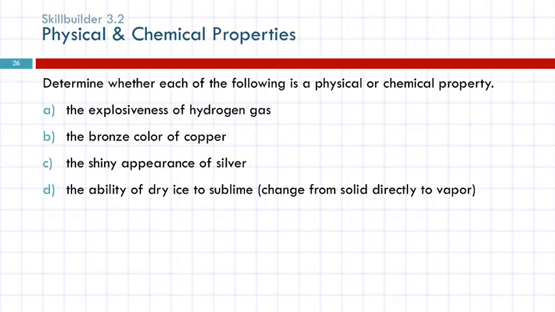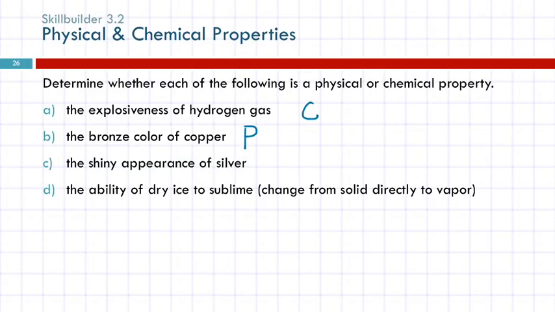So let's identify these properties as either physical or chemical. So the explosiveness of hydrogen gas. So I heard physical and chemical. When hydrogen gas explodes, does it change? It does. So this is a chemical property. The bronze color of copper, that's physical. You can look at a penny and observe its color, and it doesn't alter the penny at all.